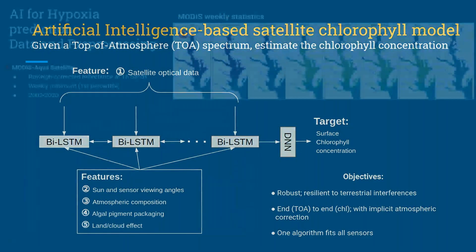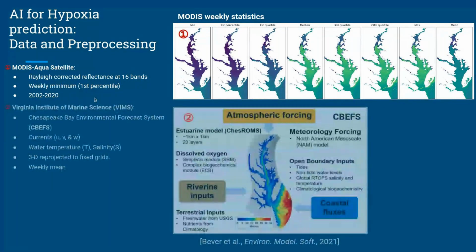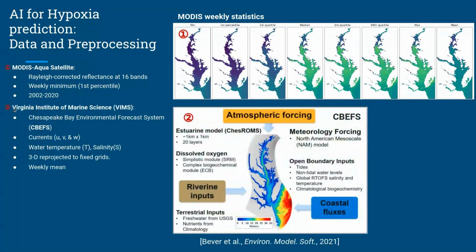Next, I want to talk about a model I already developed using AI for predicting hypoxia in the Chesapeake Bay. Here is the data we used. We used basically all the data that could potentially affect the dissolved oxygen concentration in the Chesapeake Bay. For example, we're using MODIS Aqua satellite data, and from VIMS, the Virginia Institute of Marine Science, a lot of hydrodynamic model outputs like temperature, salinity, and currents data.